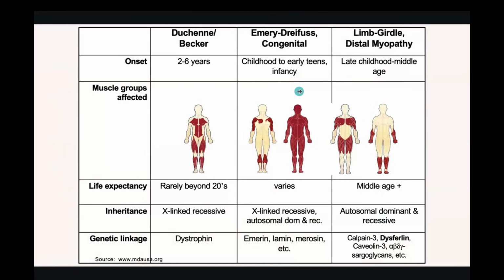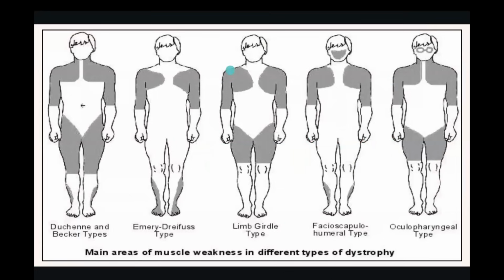This picture is from your doctor's slide. The doctor did not mention anything about this disease. Just read about it from this slide. I don't think he'll ask you anything about them. Again, this shows the different distribution of muscle involvement in different diseases. Here we have the facioscapulohumeral type. As you can see, we have the face involvement. Here we have the oculopharyngeal type, where we have eye involvement.